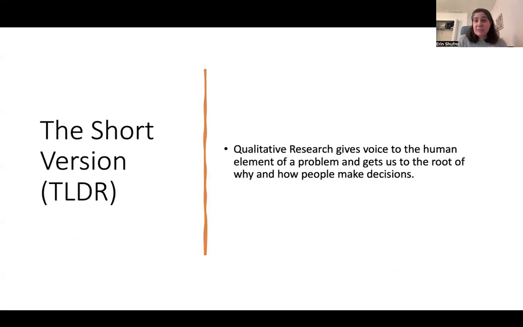Okay. Now, as my students would say, what is the short version of this? The TLDR, too long, didn't read. The short version of this is that qualitative research gives voice to the human element of a problem, and it really gets us to the root of why and how people are making their decisions.